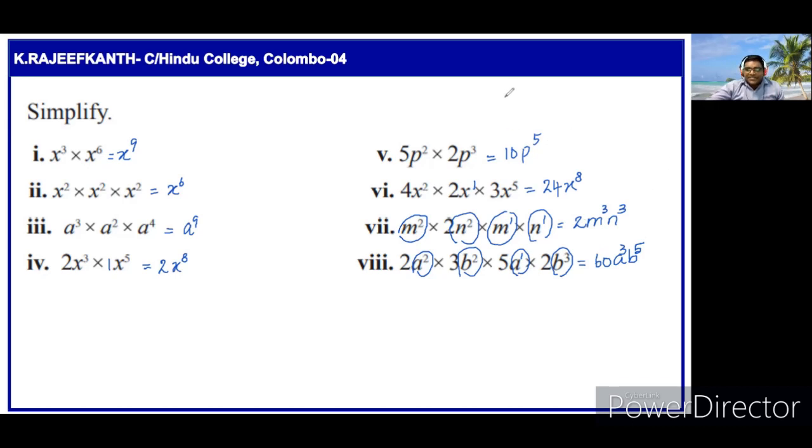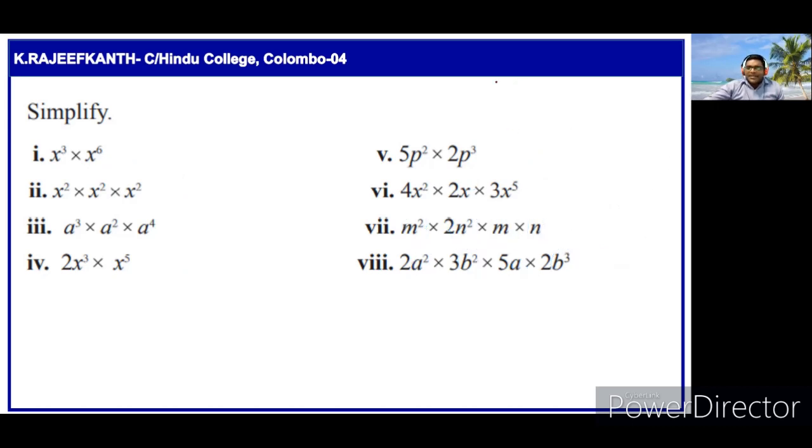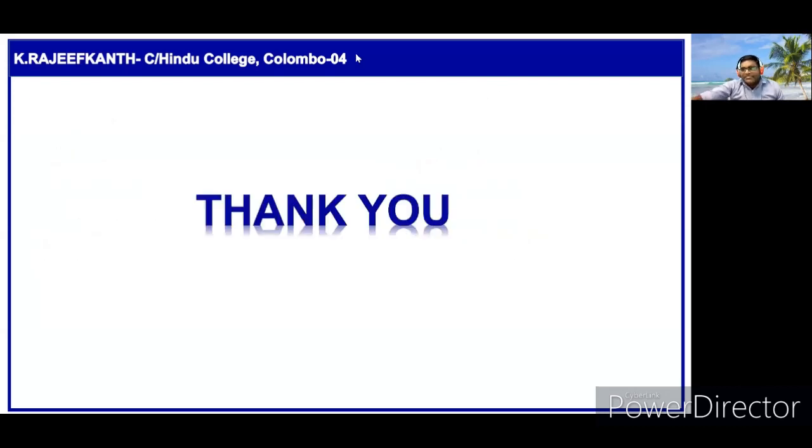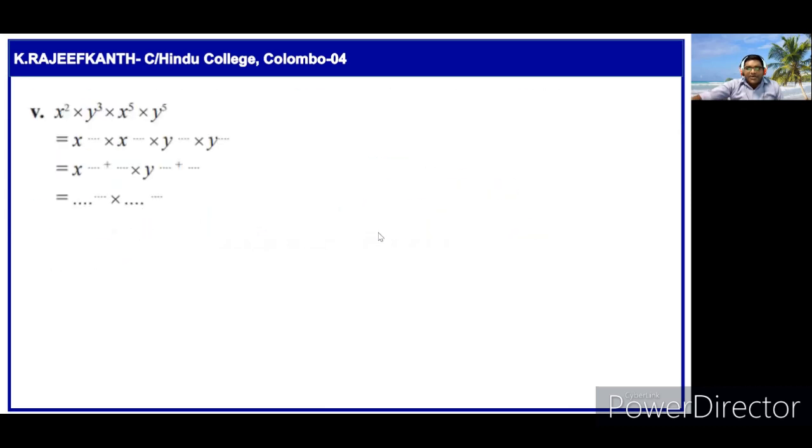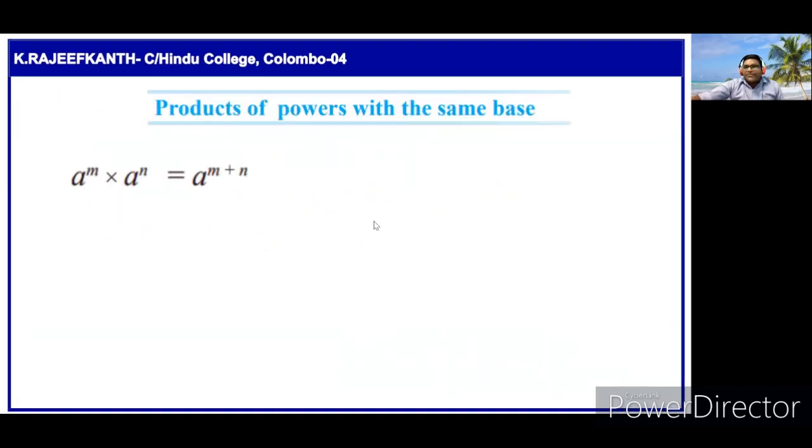So this is the first law of indices. When we are multiplying the powers with the same base, then we can add the indices. Then a to the power of m times a to the power of n is equal to a to the power of m plus n.